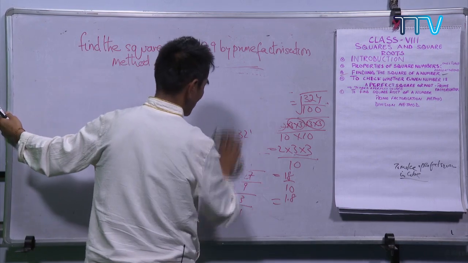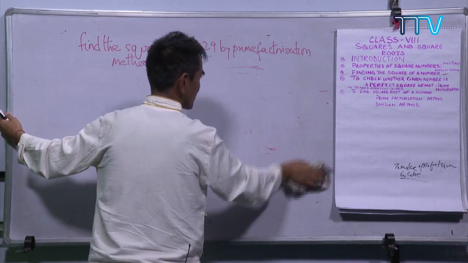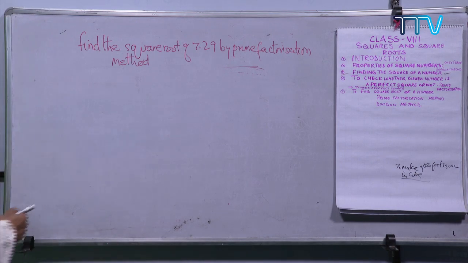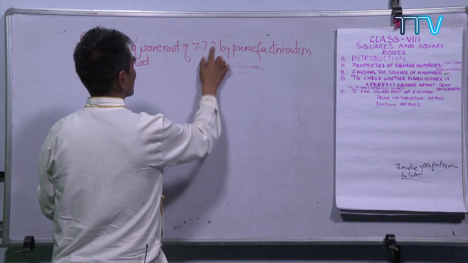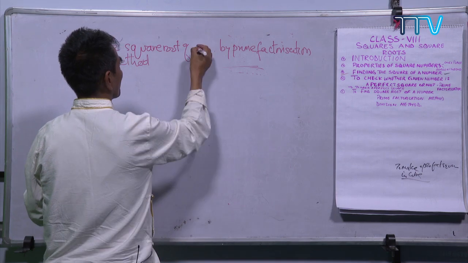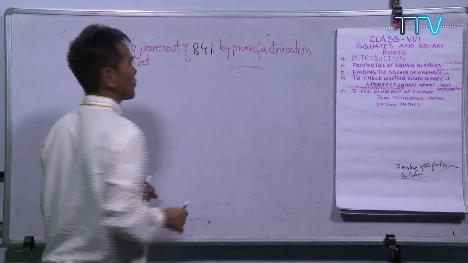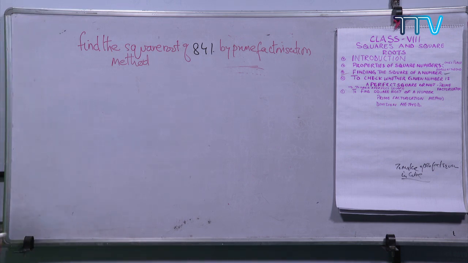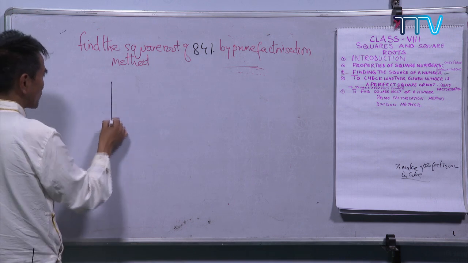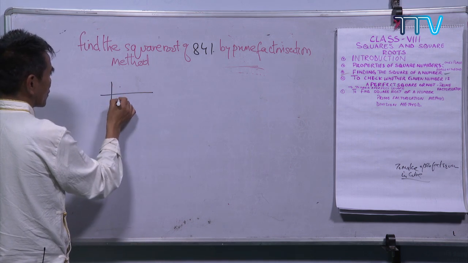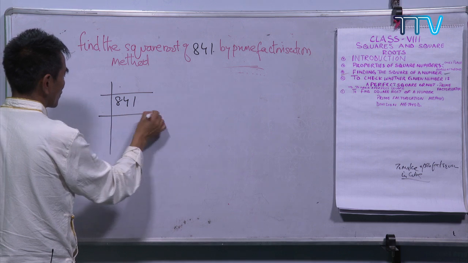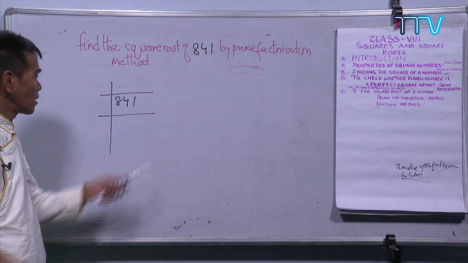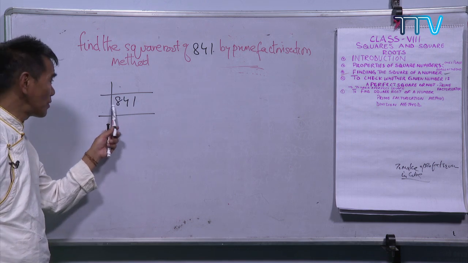Okay, that is again the last one. Now find the square root of 841. The given number 841 is an odd number, so it is not divisible by 2.